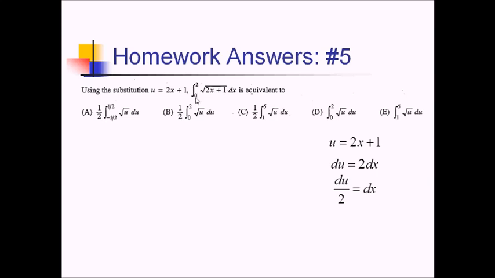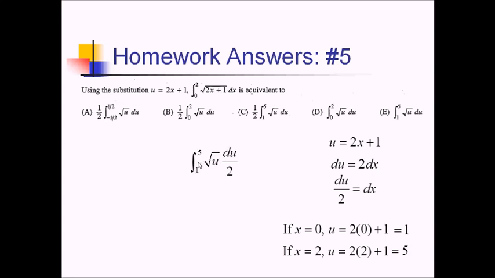So if x equals 0, then u is going to be 2 times 0 plus 1, or just 1. And if x equals 2, then u is going to be 2 times 2 plus 1, which is 5. Making all my substitutions now, I've got the integral from 1 to 5 of the square root of u times du over 2.